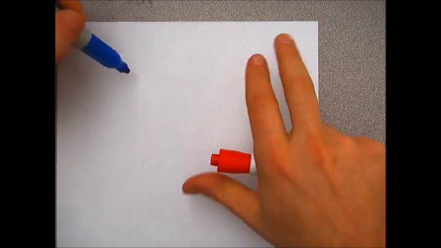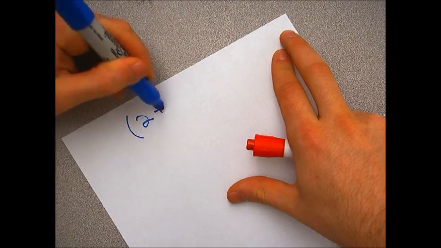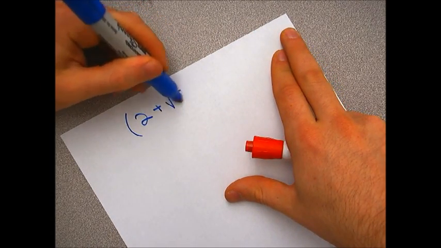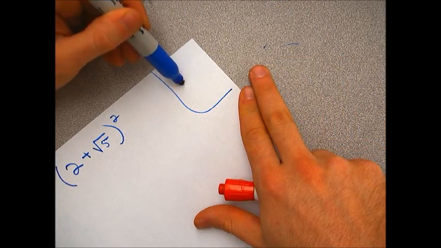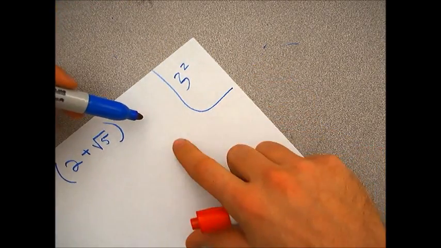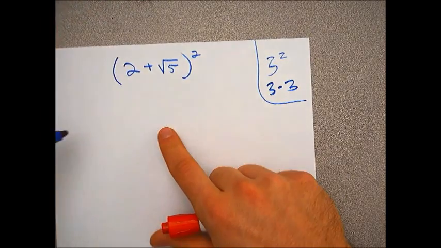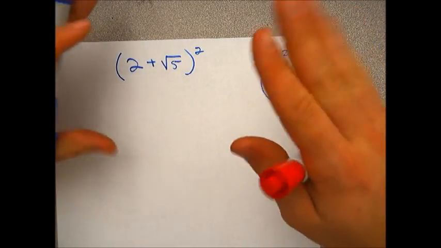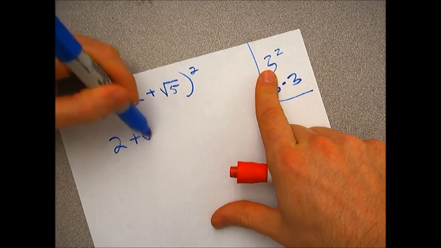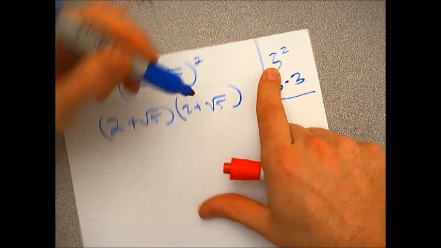Okay, let's look at what it means to square a quantity. So if I said we had 2 plus radical 5 quantity squared, when you square a quantity, well, what does it mean? If I say 3 squared, you know the answer is 9. What are you really doing, though? You're taking the 3 and multiplying it by itself. So when I take this quantity and I square it, I'm taking this entire quantity, which is 2 plus radical 5, and I'm multiplying it by itself, 2 plus radical 5.